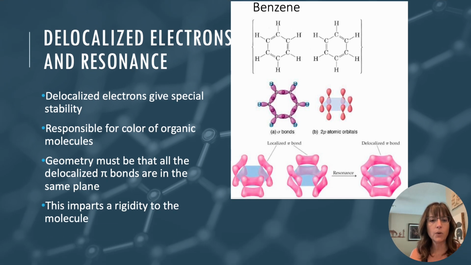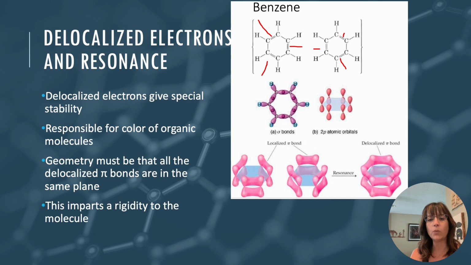In a previous video, I talked about resonance. Sometimes you can draw a Lewis structure in one of two ways. Take a look at benzene. You can draw benzene with the three double bonds right there, or you can draw benzene with the three double bonds right there. That's resonance. You could draw it either way.